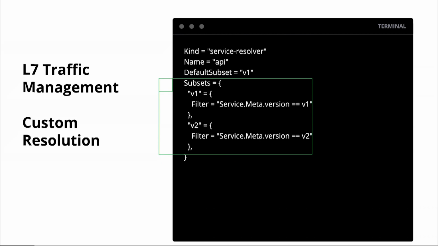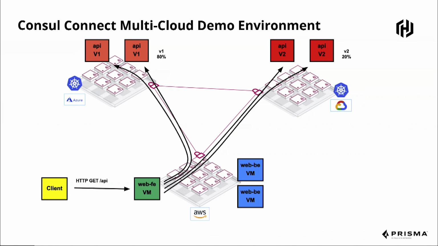Then we define what those subsets actually represent. So we tell it for v1, what that means is look at the services, look at the version in the metadata, and find the ones that are v1. And for v2, it's the same thing, but we're looking for the flag v2. And this allows us to control that resolution. So now we have that traffic flowing.